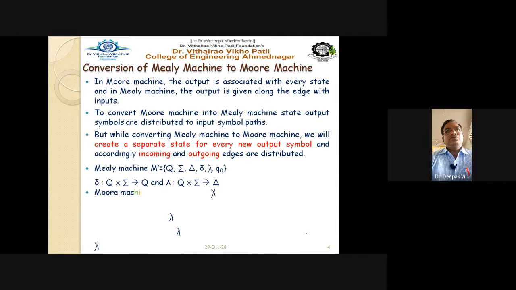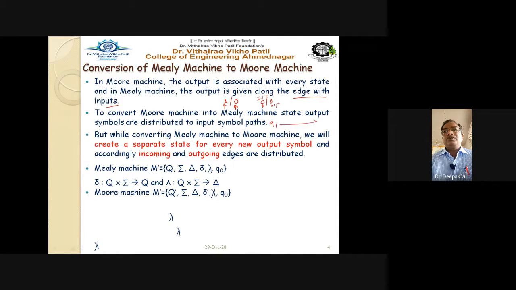In the Moore machine, the output is associated with every state, and in the Mealy machine, the output is given along the edges with the input symbol. Means you have 1 slash 1 or 1 slash 0, where 1 is your input and the other is your output. Or you can have 0 slash 0. Though both are 0, they have different significance. The first character represents your input, whereas the second character represents your output, and they are given on the transition.